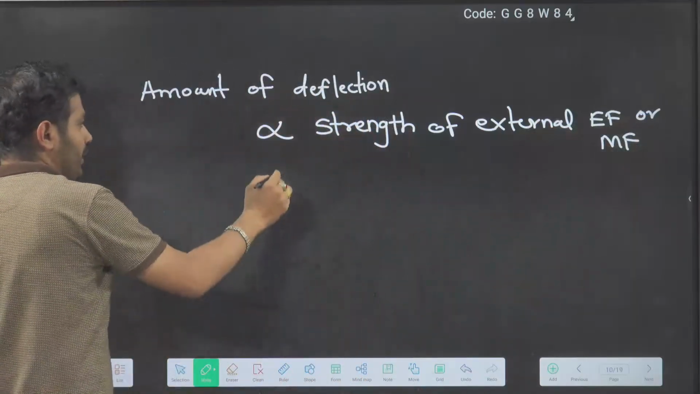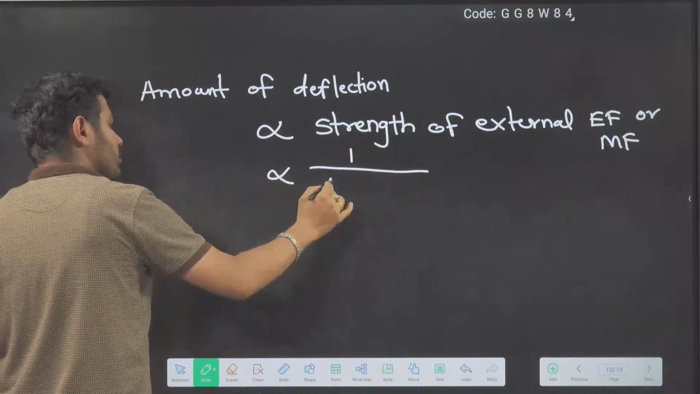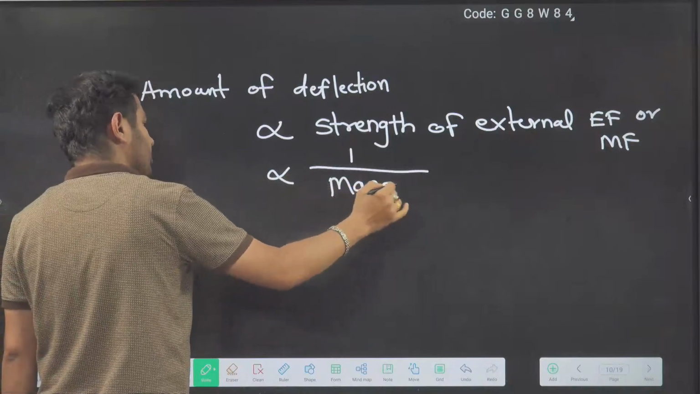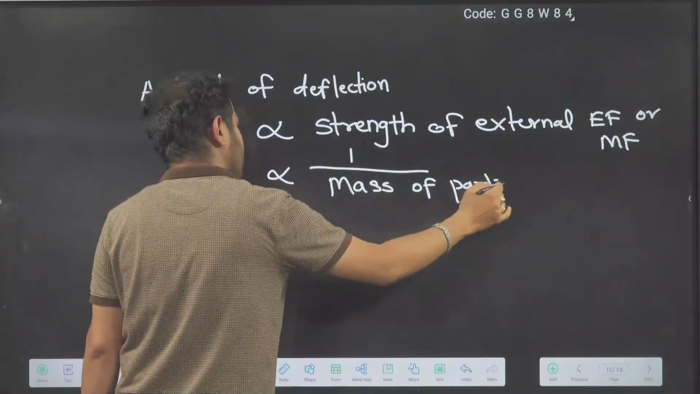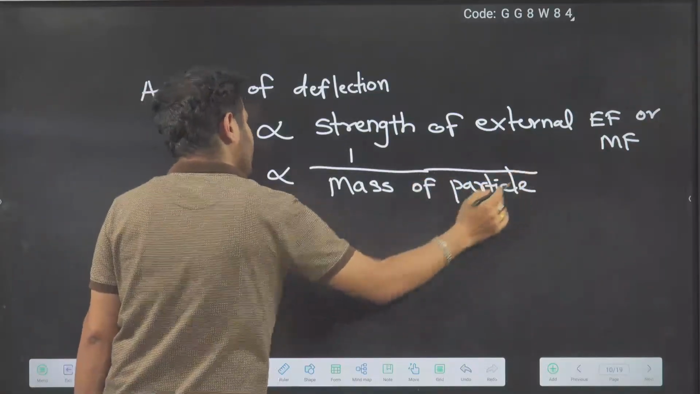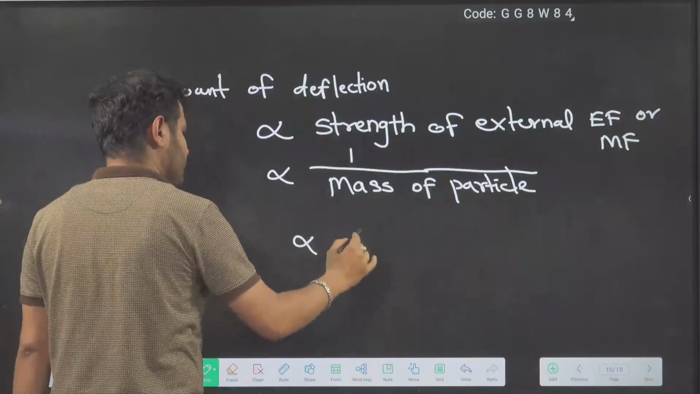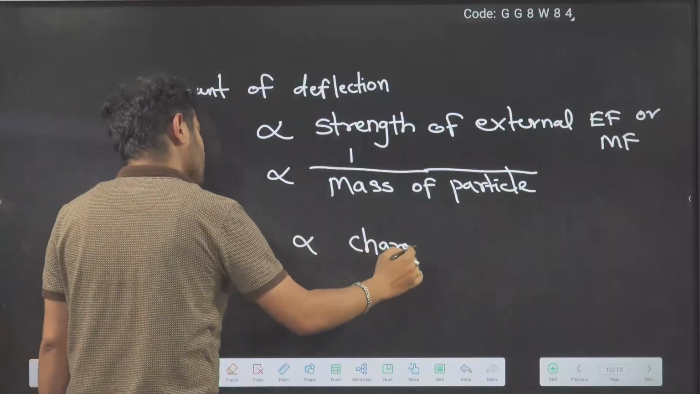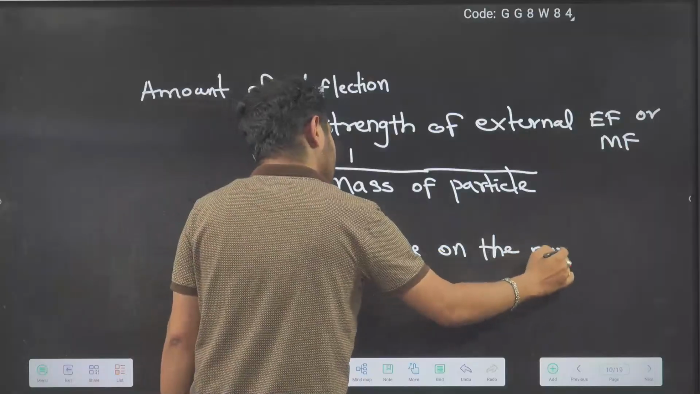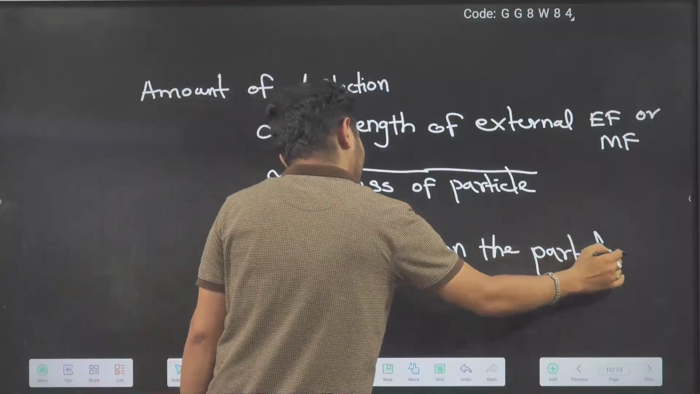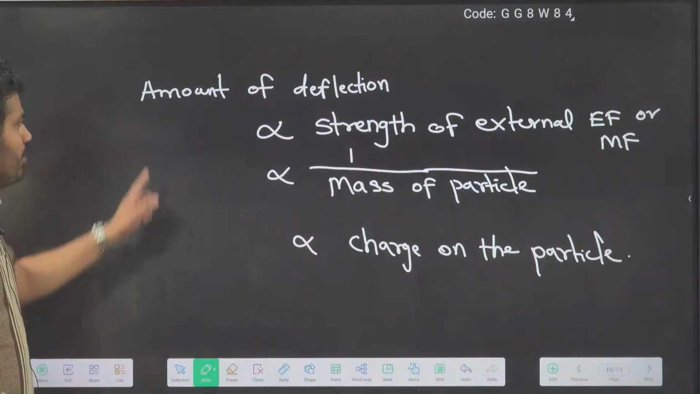The second point is, it is inversely proportional to the mass of the particle which we are talking about, and it is also related to the charge on the particle. It is directly proportional to the charge on the particle. Very important, you may remember this. I will tell you how we get these things.